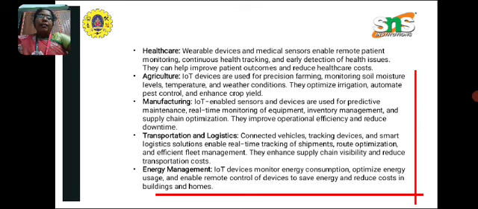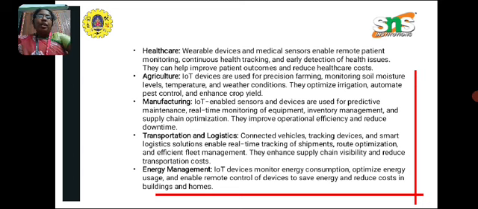Healthcare: wearable devices and medical sensors enable remote patient monitoring, continuous health tracking, and early detection of health issues. They can help improve patient outcomes and reduce healthcare costs. In the agriculture field, IoT is used for precision farming, monitoring soil moisture level, temperature, and weather conditions. It helps optimize irrigation, automate pest control, and enhance crop yield.